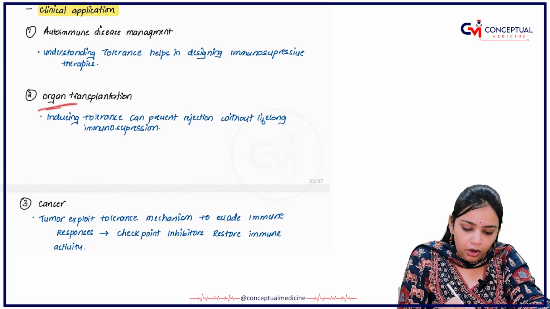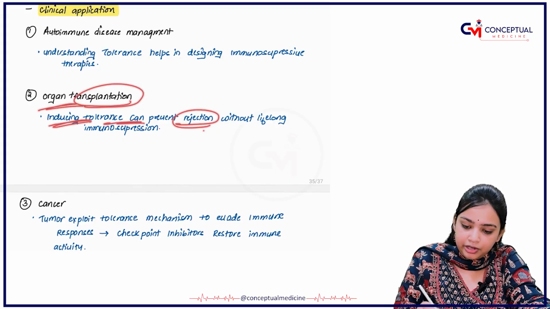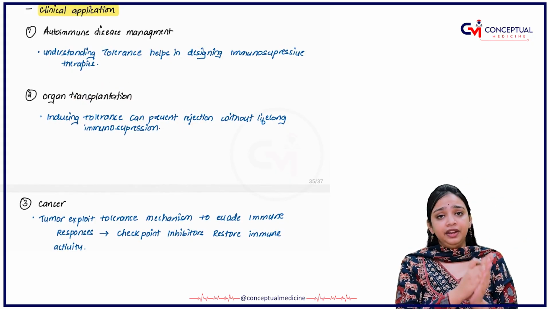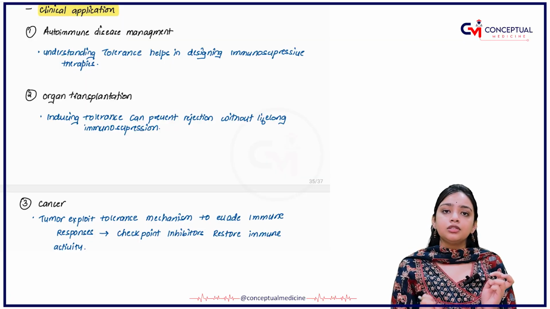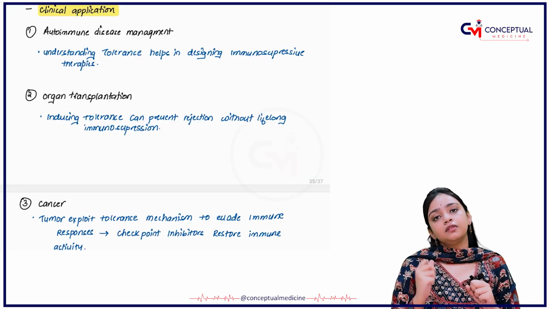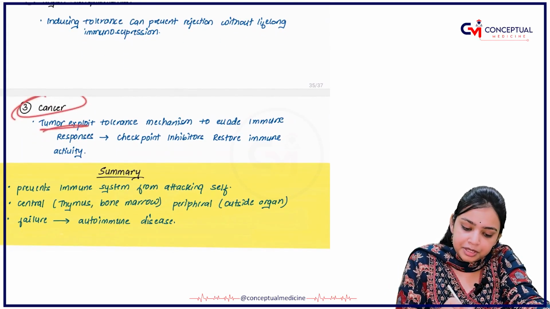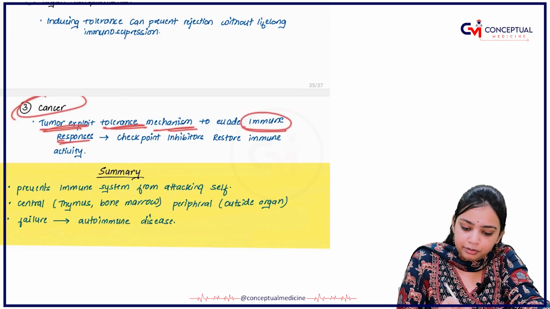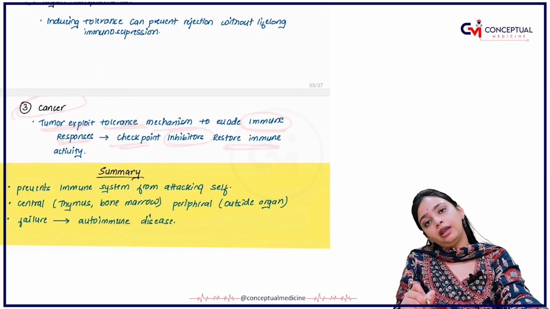Next that you have is organ transplantation. Inducing tolerance can prevent rejection, right? We can prevent the patient from transplant rejections if we do this process seriously, right? Next that you have is cancer. The tumors basically exploit the tolerance mechanism to evade the immune response. There are checkpoint inhibitors. They restore the immune activity.